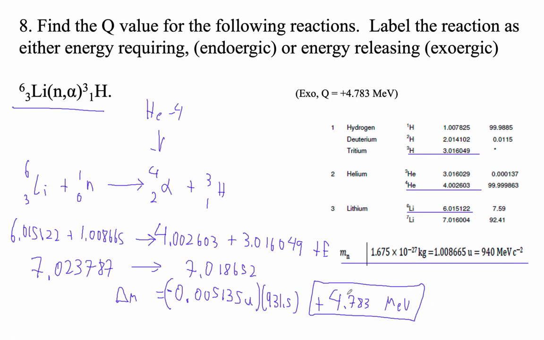Did we answer the question? We did. So we would call this exoergic. The fact that the Q value is positive means that it gives off energy. Q value is how much energy is given off. So if you give off negative energy, that means it requires energy. We're going to have an endoergic one next here.